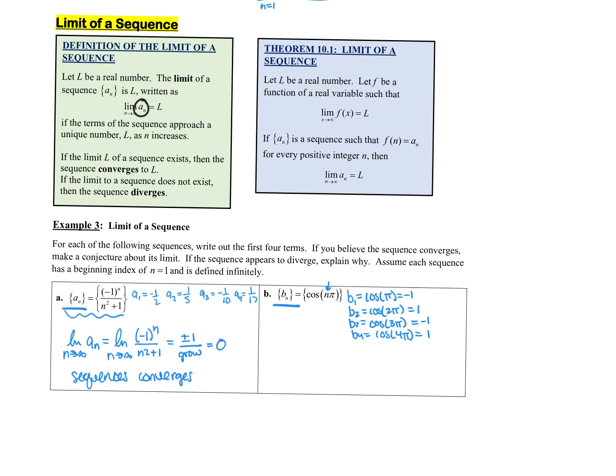So as you can see, it probably doesn't approach a value, right? It just keeps going back and forth between -1 and 1. So we would think that this diverges, which is true. It does, but how would we show that with calculus? Well, we're going to take the general term here, bn, and we're going to take the limit of this as n approaches infinity. Well, as n goes to infinity, cosine oscillates, right? It oscillates back and forth between -1 and 1. So this oscillates, and so the limit does not exist. So then we would say that this sequence diverges.